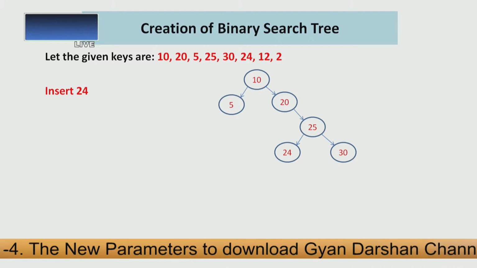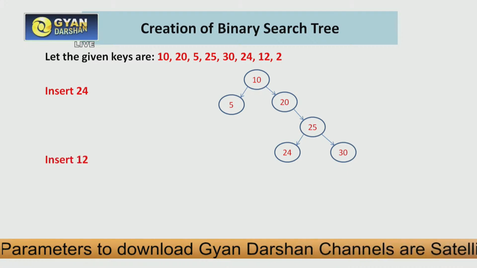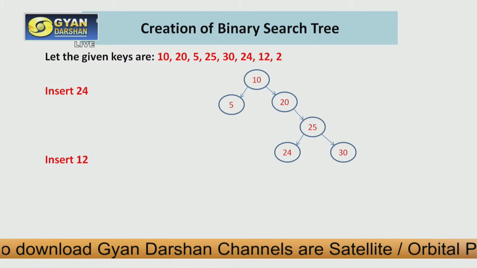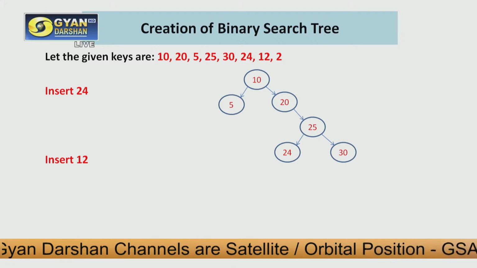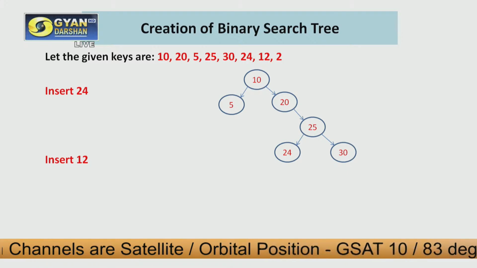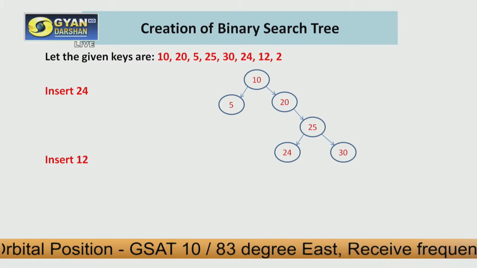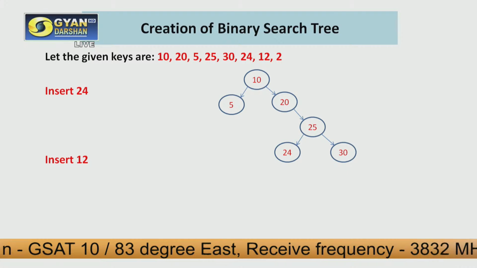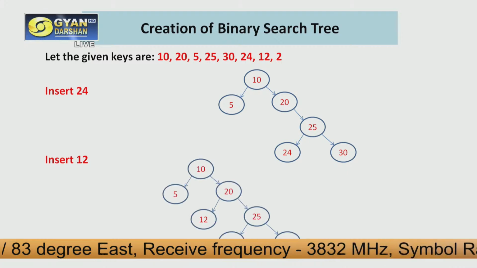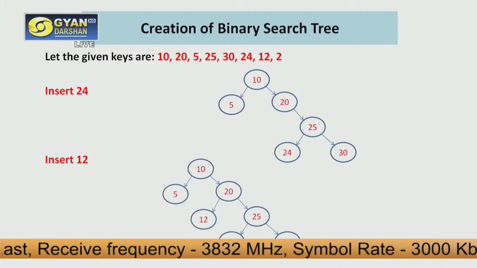So the next key to be inserted is 12. The same procedure we will follow. Compare with the root, it is bigger than the root, that is 10. Then go to the right, compare with 20, but it is smaller than 20, so it will be inserted as the left child of 20. So the BST will look like this.